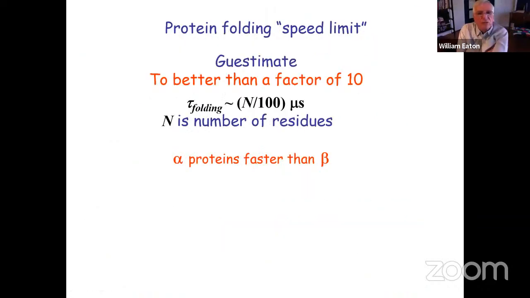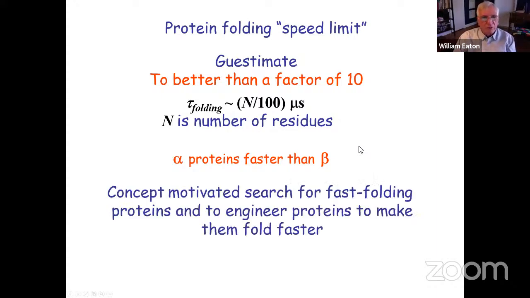So what this led to was a dinky little equation, which is my guesstimate, I think is good to better than a factor of 10, that the fastest time a protein can fold is N over 100 in microseconds, where N is the number of residues, where we expect alpha proteins to fold faster than beta proteins. So this concept motivated the search for fast folding proteins and to engineer proteins to make them fold even faster.